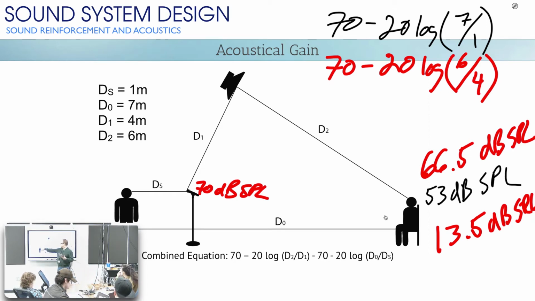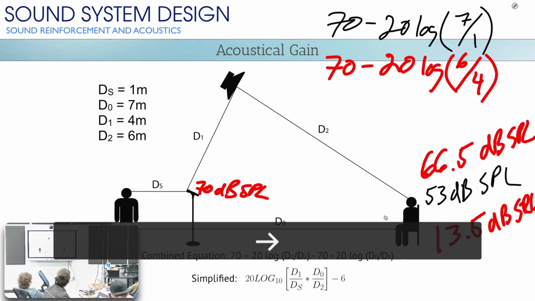So that's what we just said, that the talker is, we just arbitrarily picked that. We just said, okay, they're talking at 70 dB SPL at the mic. So yes, you could change that to anything you want, and you'd get the same level. Okay? So, now I'm about to blow your mind.